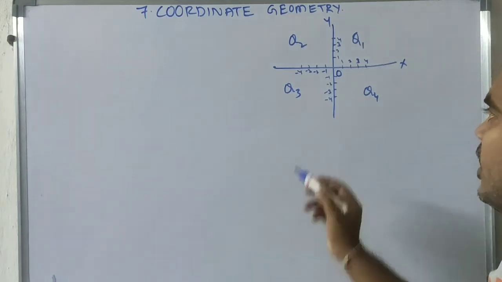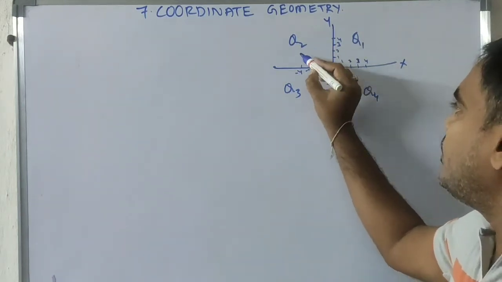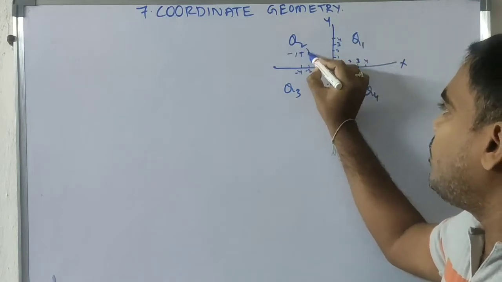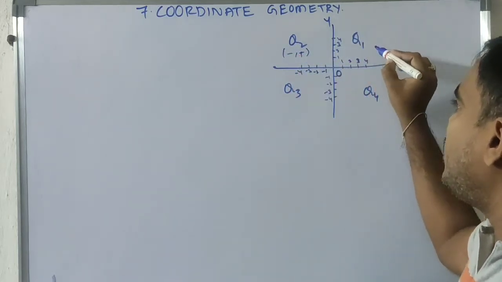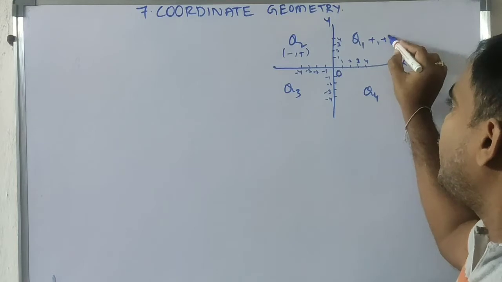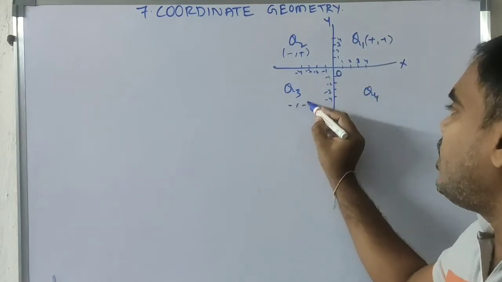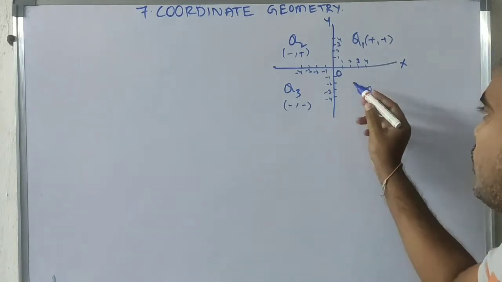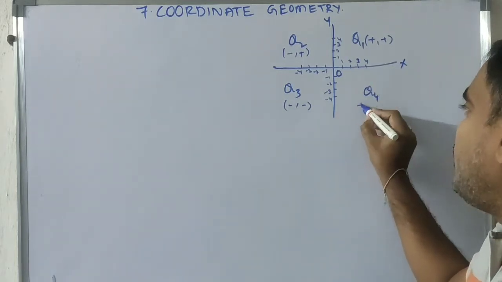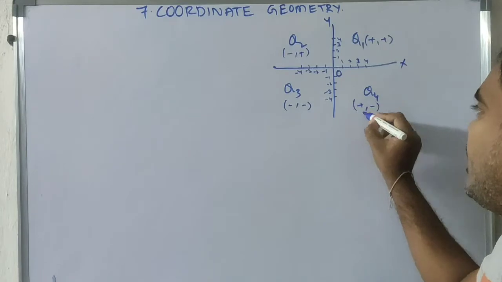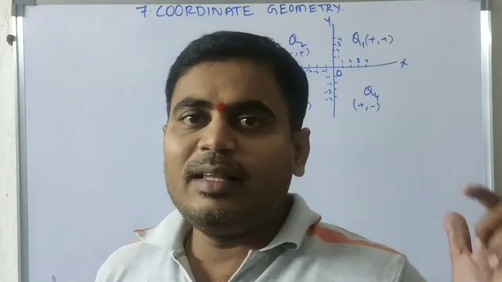Now in the second quadrant x is negative, y is positive: minus comma plus. In the first quadrant x is positive, y is also positive. In the third quadrant x values are negative, y values are also negative. In the fourth quadrant x values are positive, y values are negative. So these are the signs.